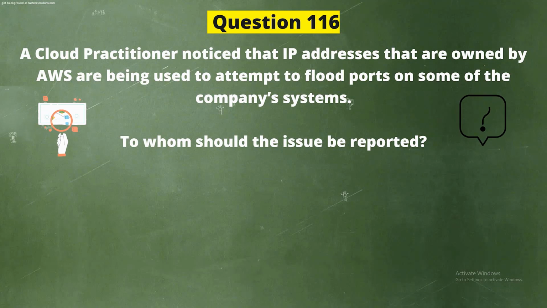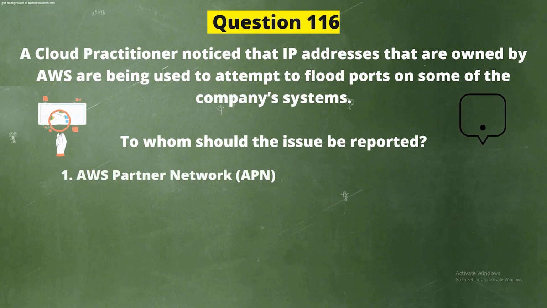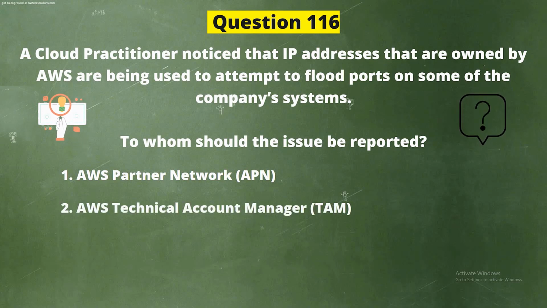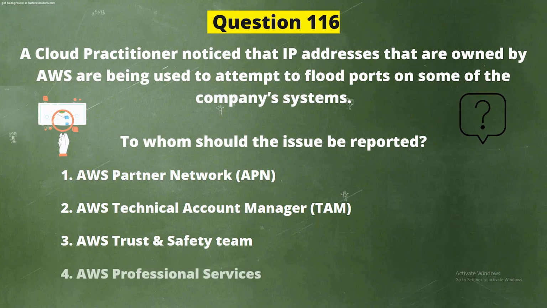Next question. A cloud practitioner noticed that IP addresses that are owned by AWS are being used to attempt to flood ports on some of the company's systems. To whom should the issue be reported? And the options are: Option 1. AWS Partner Network, APN. Option 2. AWS Technical Account Manager, TAM. Option 3. AWS Trust and Safety Team. Option 4. AWS Professional Services.